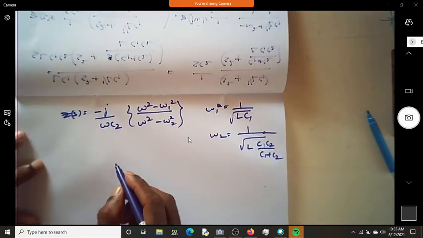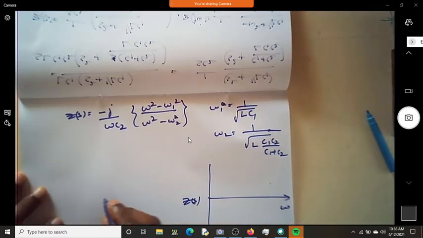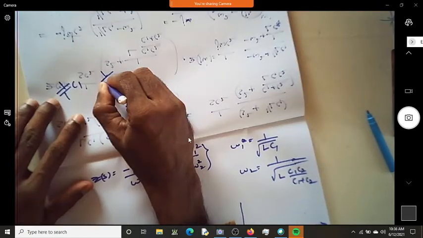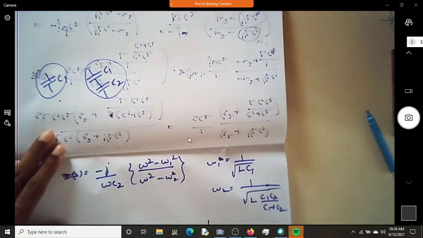Now let us see, we are looking at what frequency the impedance is inductive. Am I correct? Yes, sir. So let us consider this. Out of these two, which one is more, which one is less? Here you have C1 and C1 C2 equivalent. If you have one capacitor C1 and one more capacitor added in series, which one will have the lesser value? The first one will have lesser value.